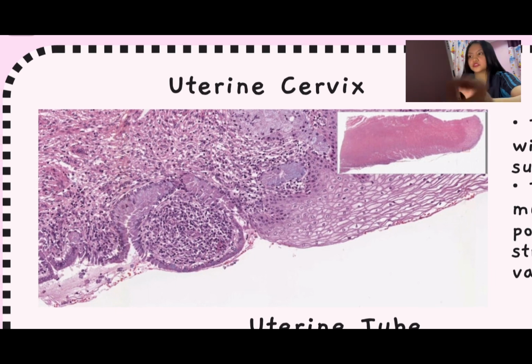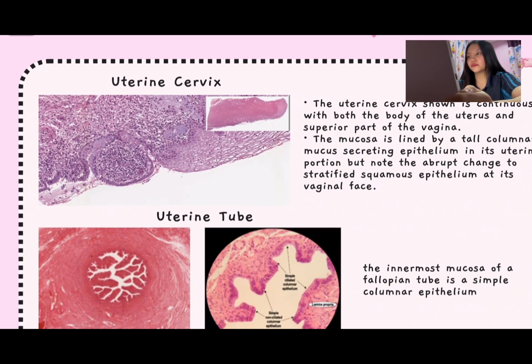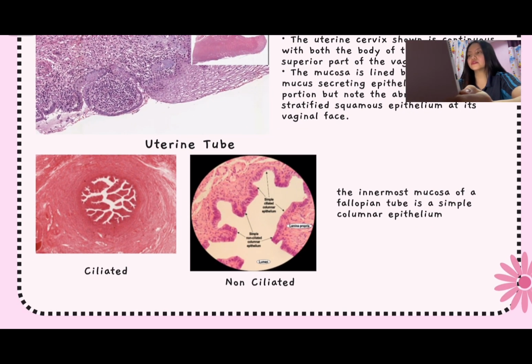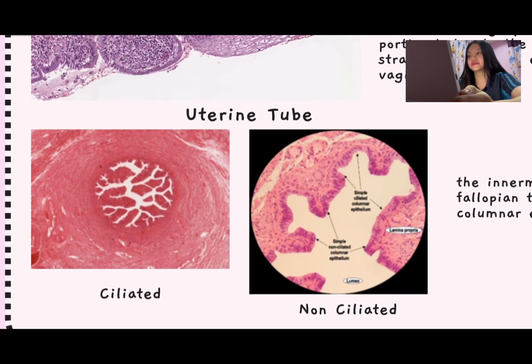The uterine tube is composed of 3 layers, and the innermost mucosa is a simple columnar epithelium. There are 2 types of simple columnar epithelium. The first one is the ciliated simple columnar epithelium and the second is the non-ciliated simple columnar epithelium. This is a zoomed view.